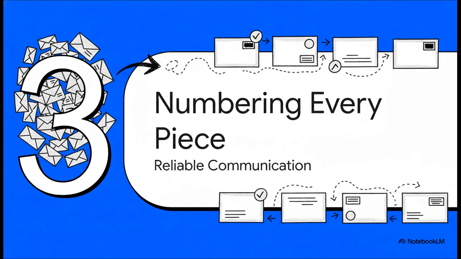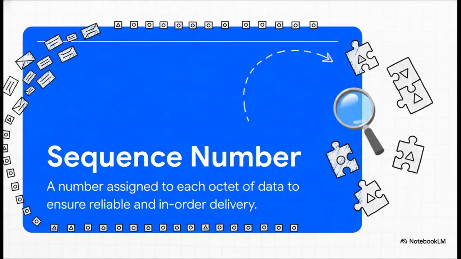Okay, so the connection is open, we have a line, but we still have that big problem of jumbled and missing postcards, right? So how does TCP solve that? Well, the solution is so elegant and incredibly detailed. The first piece of TCP's genius is something called the sequence number. And get this, it doesn't just number each postcard or packet. No, it numbers every single byte of data being sent.